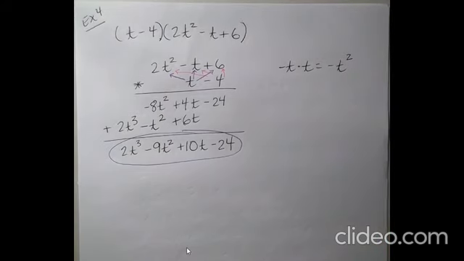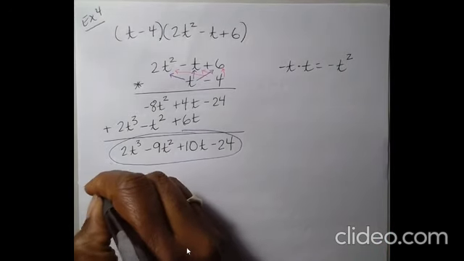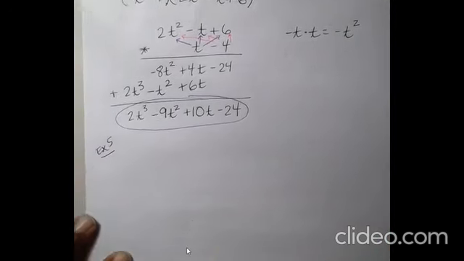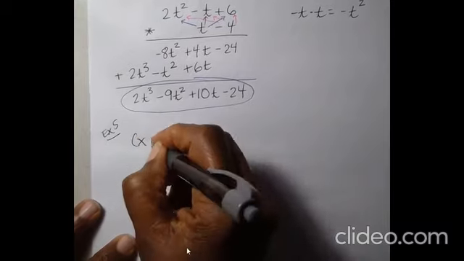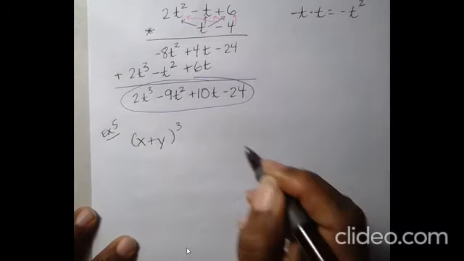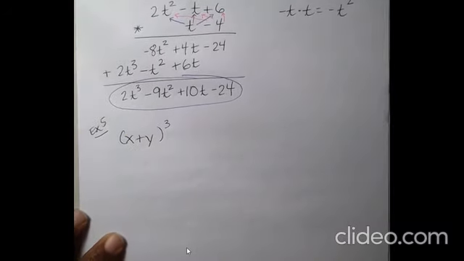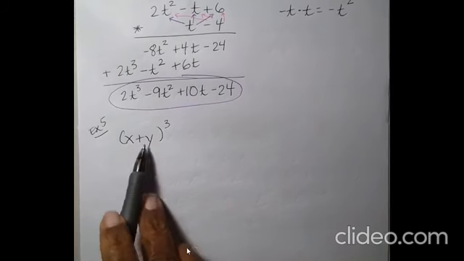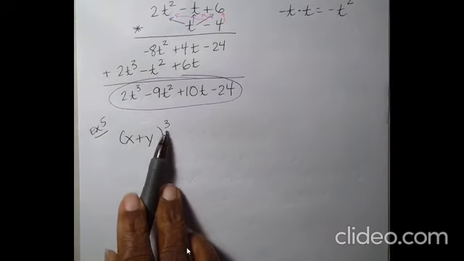Okay. Now let's look at example 5. We're going to look at a cube. So we have x plus y cubed. There is a formula that goes along with two terms that are cubed.